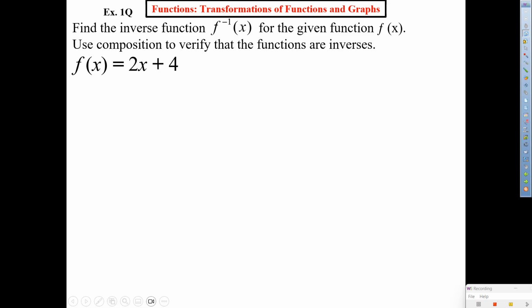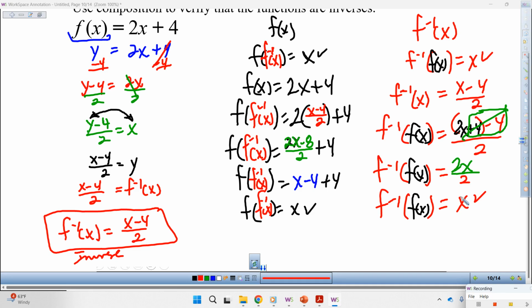This is all you. F of x equals 2x plus 4. You're going to find me the inverse, and then you're going to check both ways, just like what we did right now. I'll give you a head start. Once again, take it out. Go. And here's the answer in case you missed it. There it is. Make sure you do your home plate.